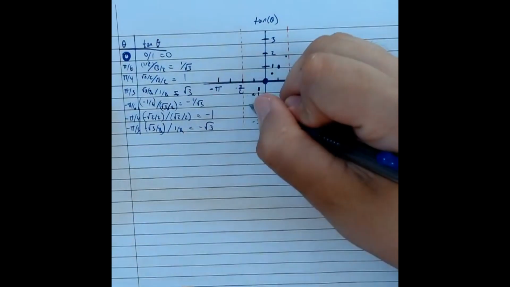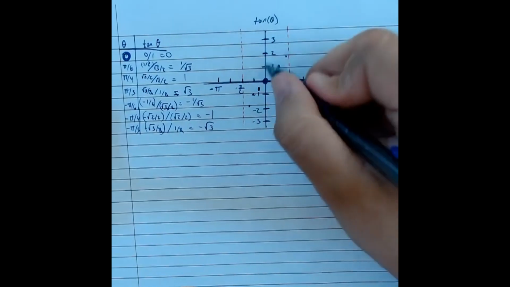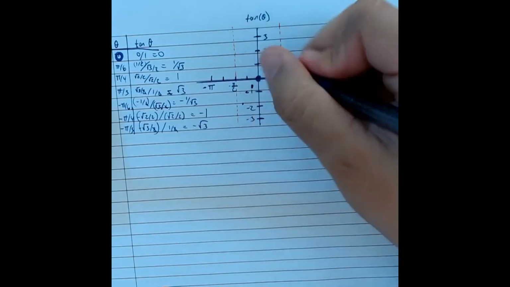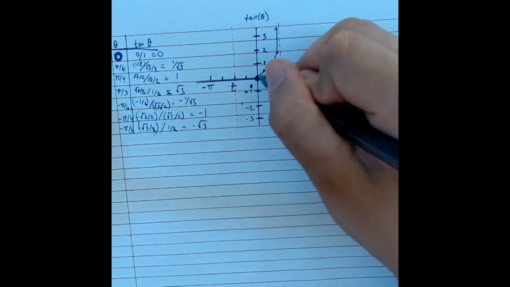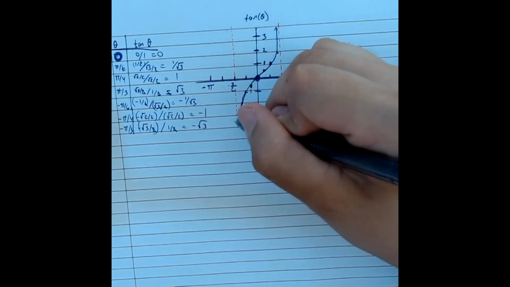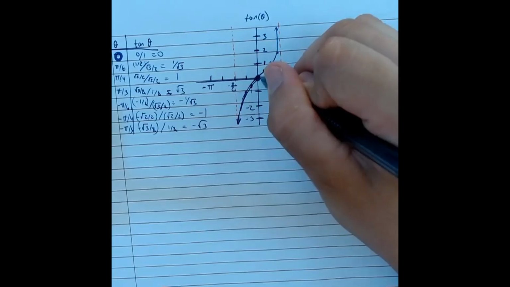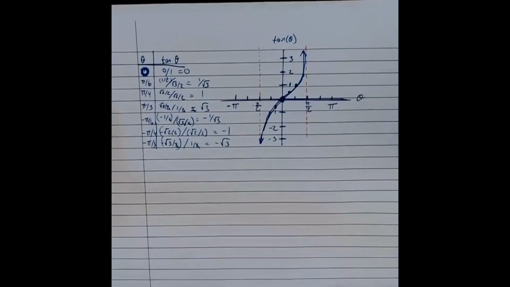So here, if we connect all of these values, connect all these dots, we start to get a pattern. Note again, these two lines are vertical asymptotes. Your graph won't ever touch them. So your graph looks something like this. And there we go. This is the central period of the tangent function.